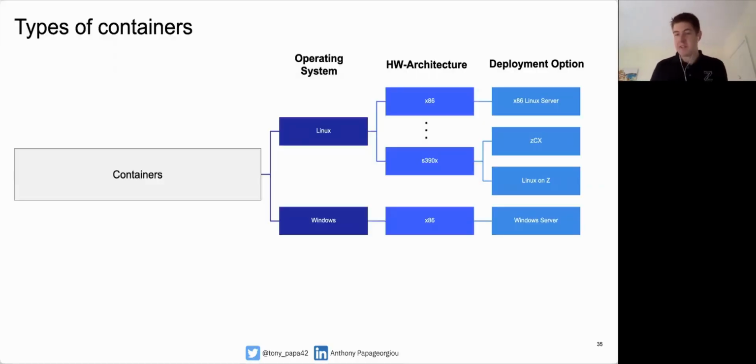So the other thing that's going on is we made an announcement of a statement of direction around containers. This is a very high level diagram of the ecosystem that exists currently with containers. So yes, you've got Linux, they're the big one, with various different hardware architectures. And for our sake, we can run them on x86 servers. We can run them with zCX and zLinux as well. Windows also has a container architecture, a container running on x86.